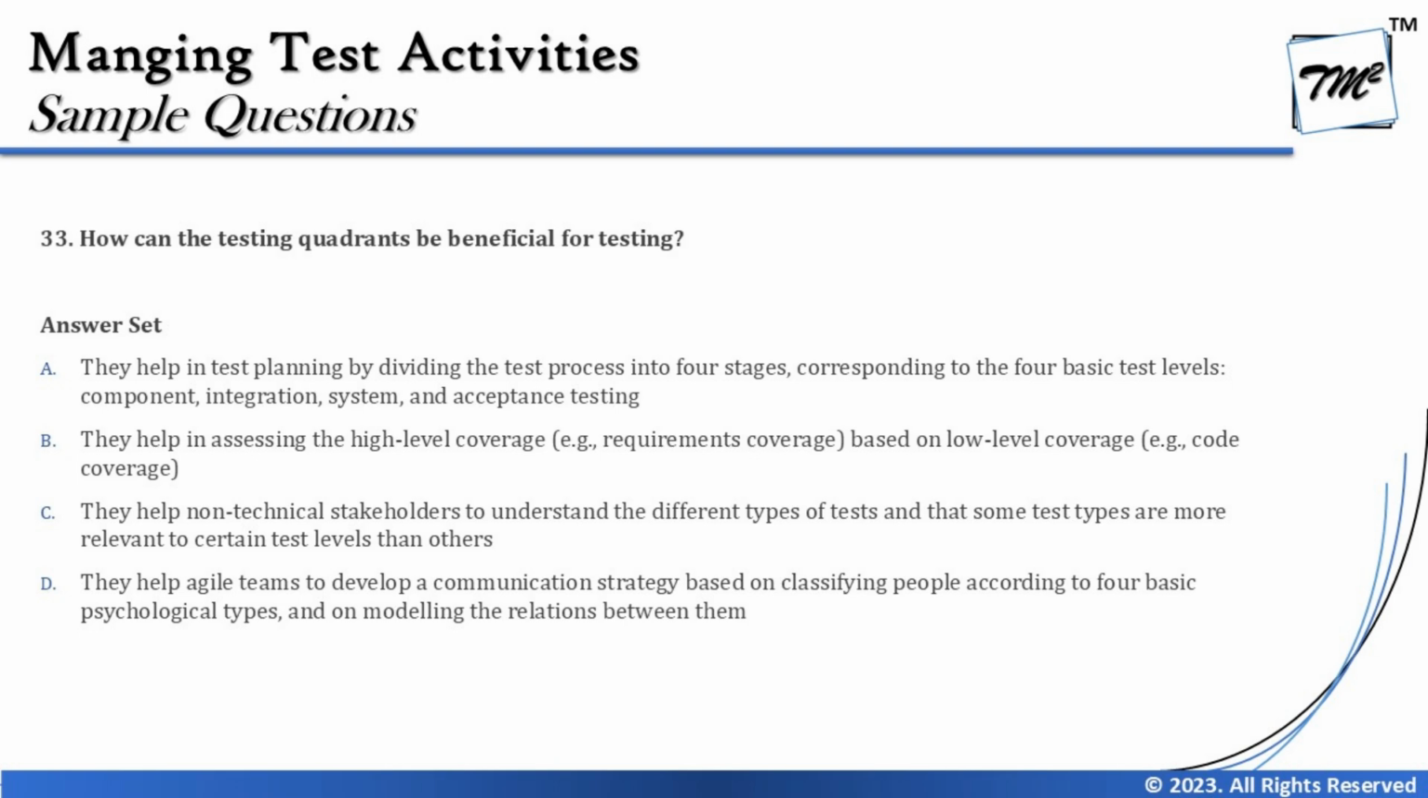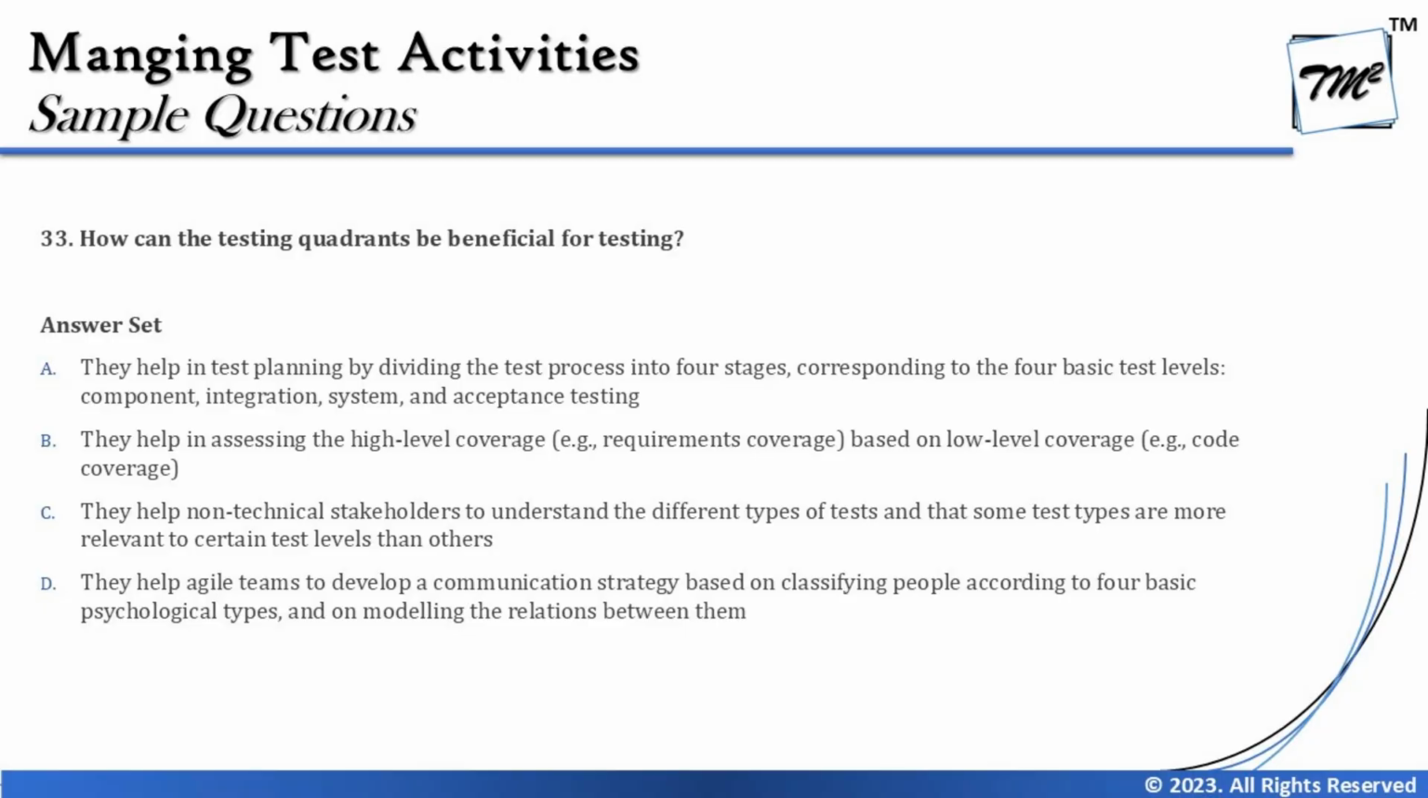Option D says they help Agile team to develop a communication strategy based on classifying people according to 4 basic psychological types and on modeling the relations between them. Interesting to read, but doesn't make so much sense because testing quadrant is not a psychological model. It's typically the test levels and other things that we just discussed in option C, but not about psychology and communication among the team. We have different other things for that. So I think that makes my job simple and to the point.